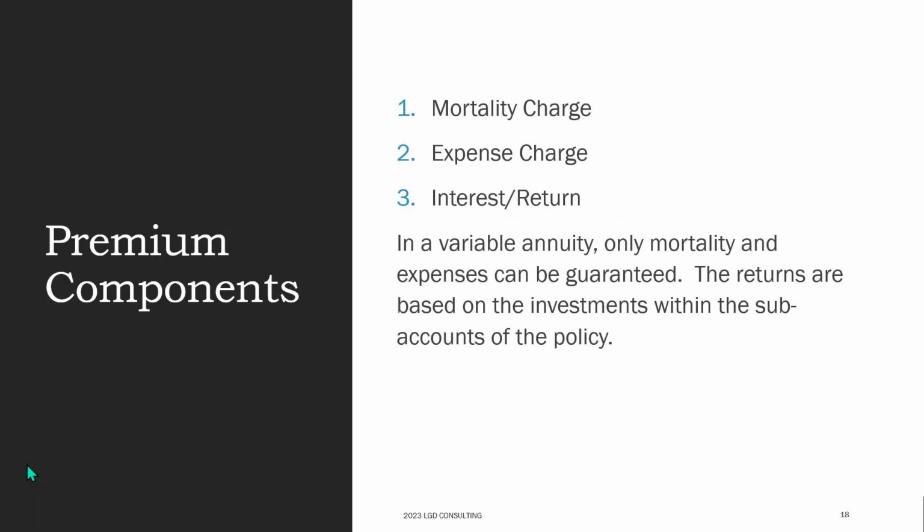And then the interest. Now, the interest can be fixed, like a fixed annuity. It may change if there are current interest rate fluctuations, or it's in an indexed account. But in a variable annuity, there's no guarantee of interest. You can lose principal and interest and be left with no money in your variable annuity. So in a variable annuity, there's only two guarantees. Mortality, you're going to die, and expenses, it'll cost money to put this program on the books before you die. But there's no guarantee of interest in a variable annuity.